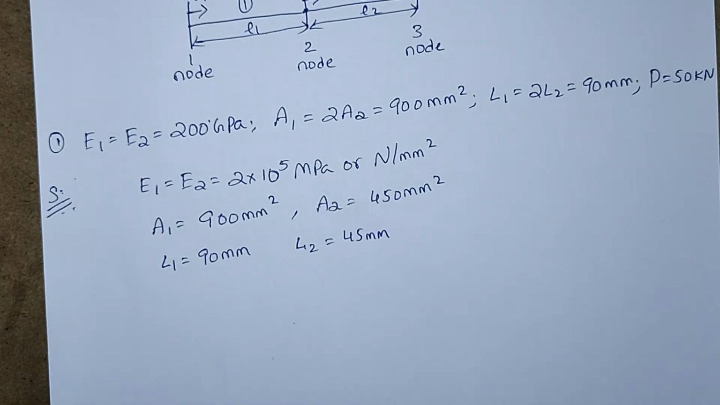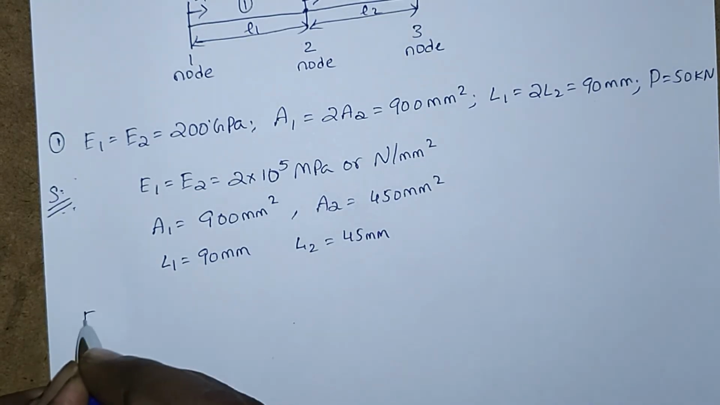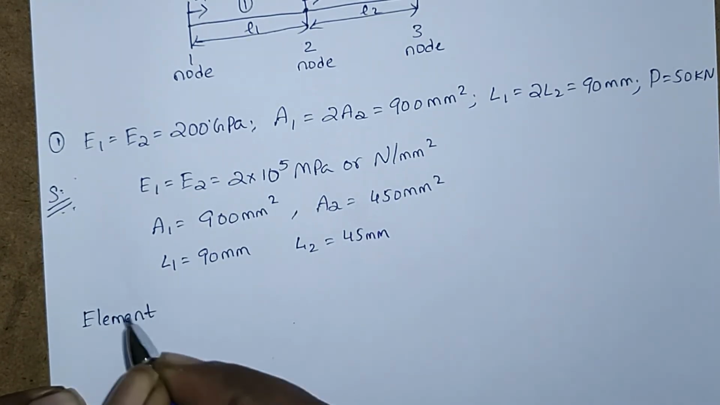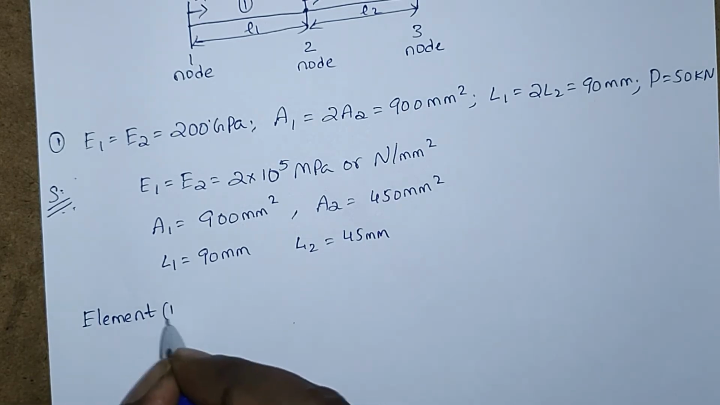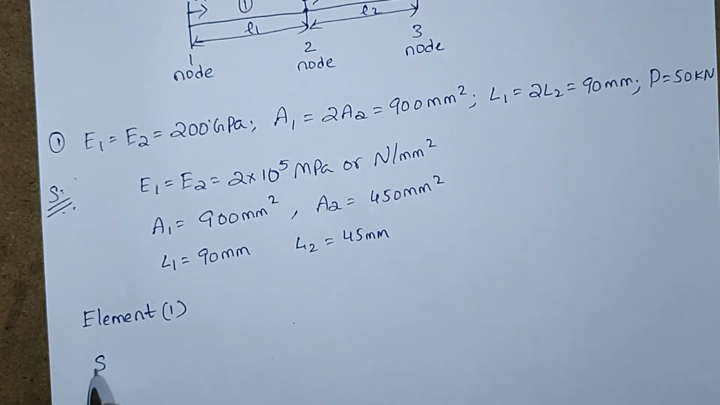Now as we are dealing with a one dimensional elasticity problem with the help of the finite element method, we will start with element 1. In element 1 we will calculate the stiffness matrix and load vector, and for element 2 we will calculate the stiffness matrix and load vector. So we will start calculating. We will write here element 1. For element 1 we have to calculate the stiffness matrix.